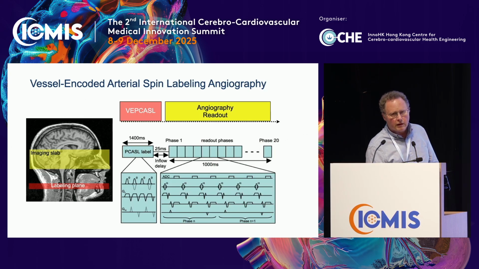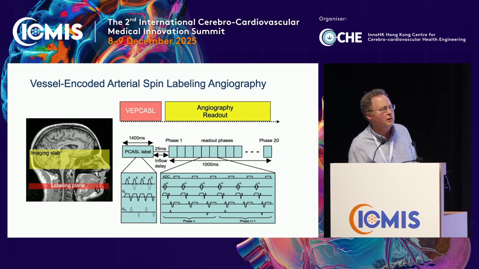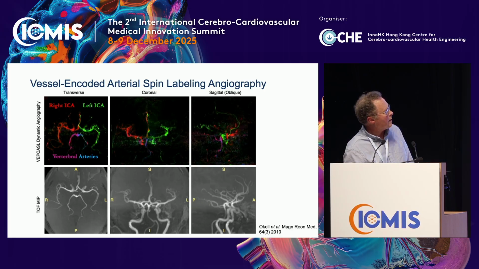You can also take the vessel-encoded pseudocontinuous ASL preparation and add it to an angiographic readout. So this is the same kind of vessel-encoded preparation, but this time with an angiographic readout. And you can look at different phases as the blood has spread through the feeding arteries. So here's an example of a healthy volunteer showing the arrival of the blood and passing through the major vessels.